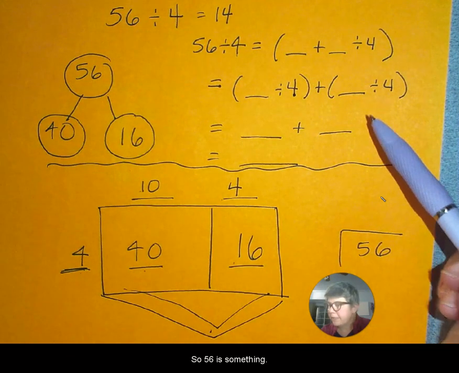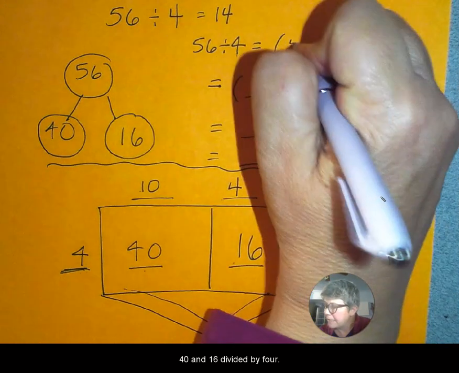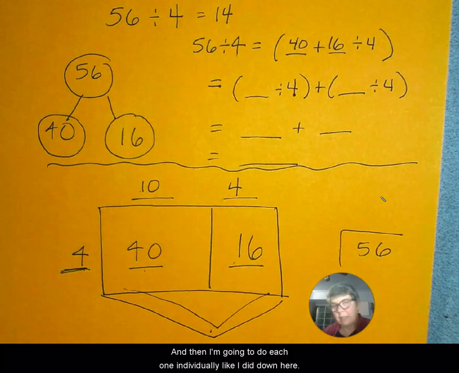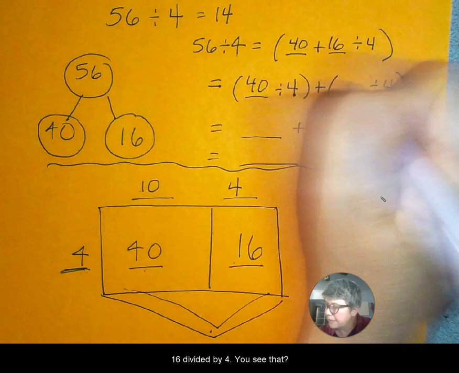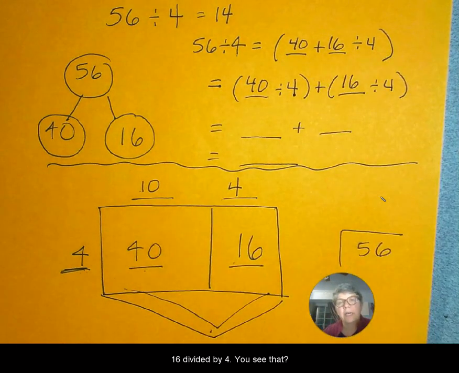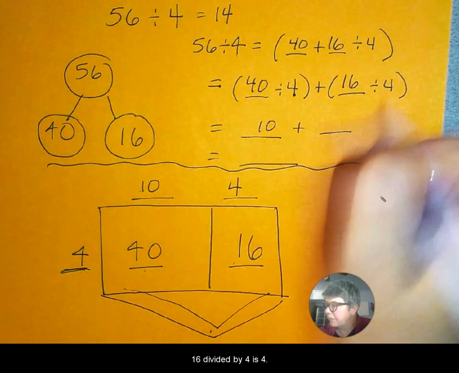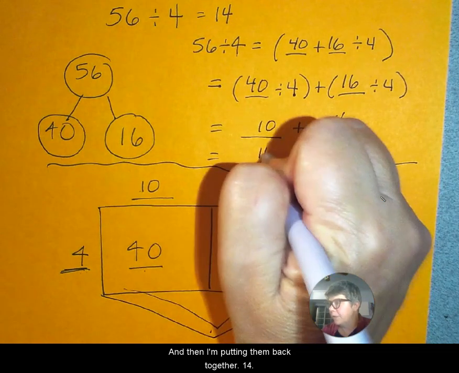So 56 is something divided by 4. 40 and 16 divided by 4. And then I'm going to do each one individually like I did down here. 40 divided by 4, 16 divided by 4. You see that? Okay, now 40 divided by 4 is 10. 16 divided by 4 is 4. And then I'm putting them back together, 14.